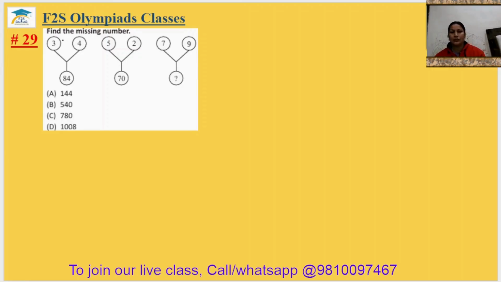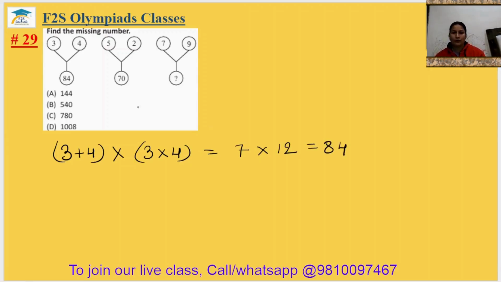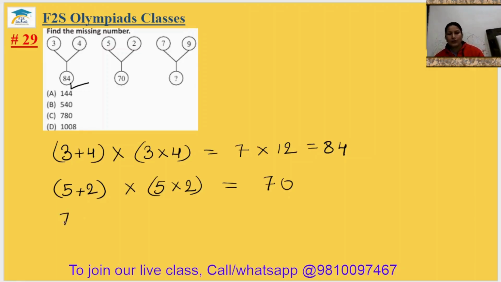So if you see here, you can find the pattern: sum of the numbers multiplied by product of the numbers. It means 3 plus 4 is 7, multiplied by 12, equal to 84. It is written here like this. 5 plus 2 is 7, multiplied by 5 multiplied by 2 is 10, 7 tens are 70. The same process will be repeated here.